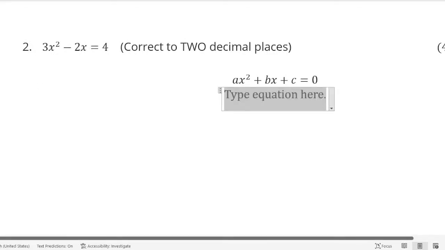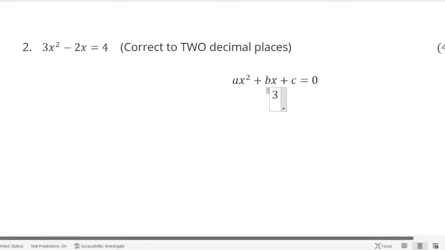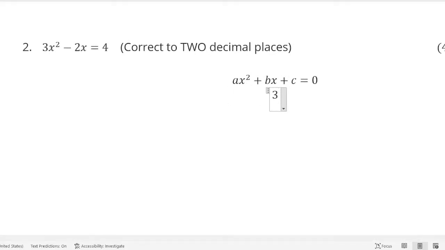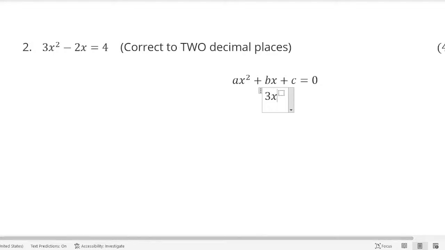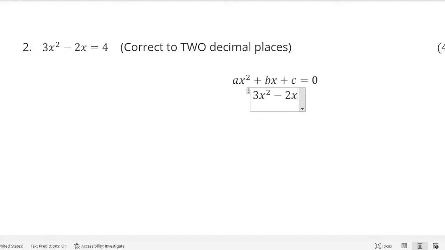Is going to be 3x squared minus 2x. Then now we are going to transpose 4 to the left hand side. You are going to take the constant 4 to the left hand side. Remember, 4 is a positive, so when it goes to the left hand side it becomes a negative.